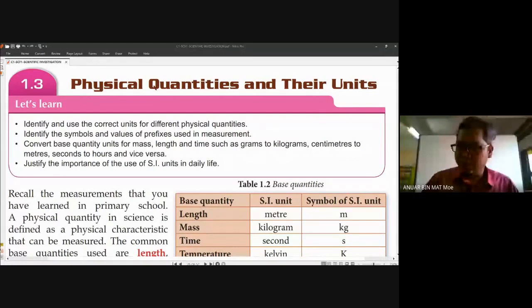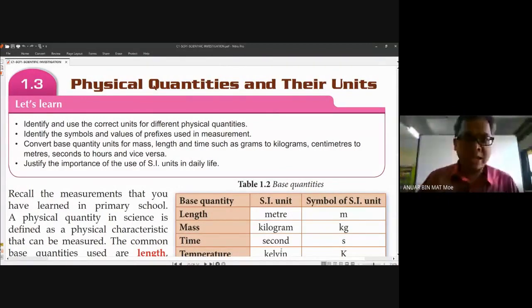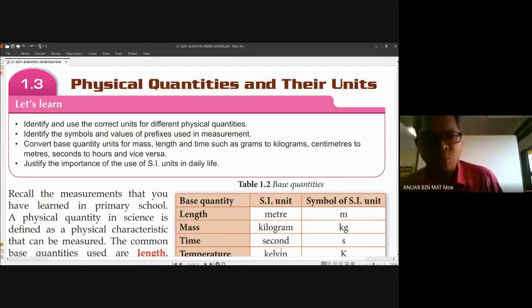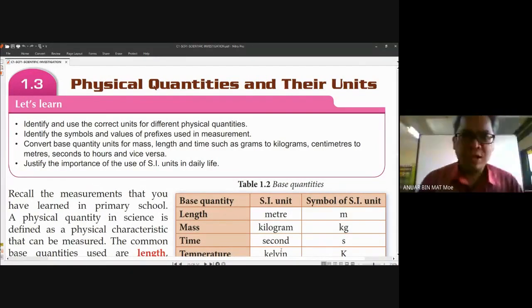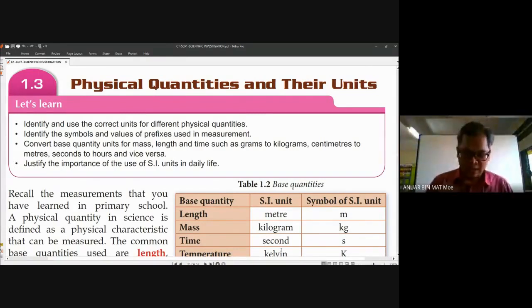So, you can refer to my presentation, or you can open your textbook, page 15, yeah? For today, we try to learn a new topic. That is 1.3, the physical quantities and their unit. All right, this is a very simple topic, and I think you already learned this when you were in primary school.